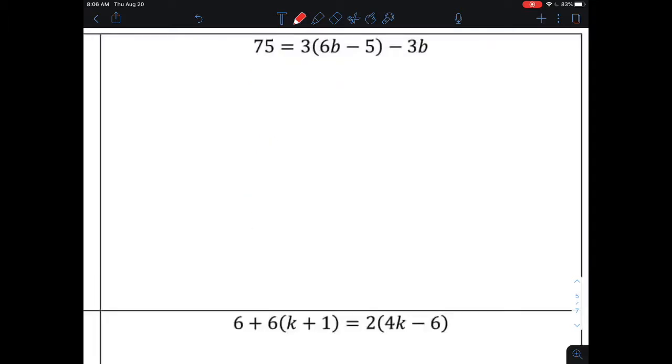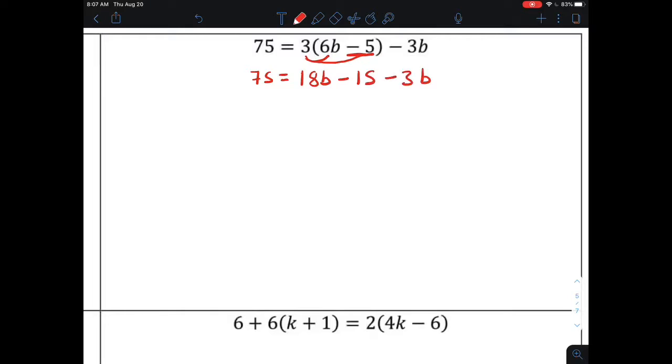All right, this one here, working to solve, there are no terms I can combine right out of the gate. In fact, I have to distribute to expand this problem before I can condense it by combining like terms. So I got to take that 3, and I'm going to have to distribute it to everything on the inside. So let me start by writing 75 equals. I start by multiplying the 3 to the 6b. That gives me 18b. And then I take that same 3, and I have to multiply it to the -5, which gives me -15, and then drop down that -3b.